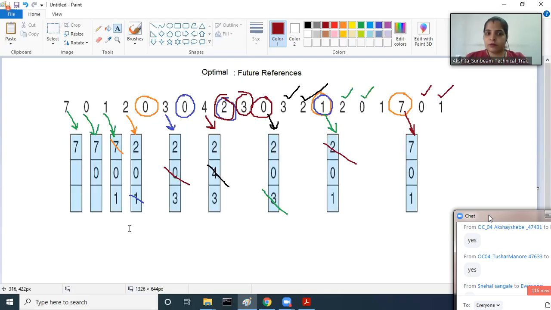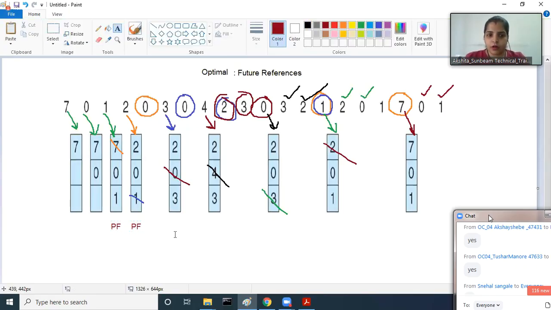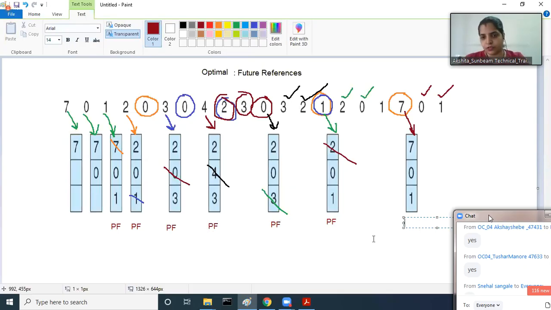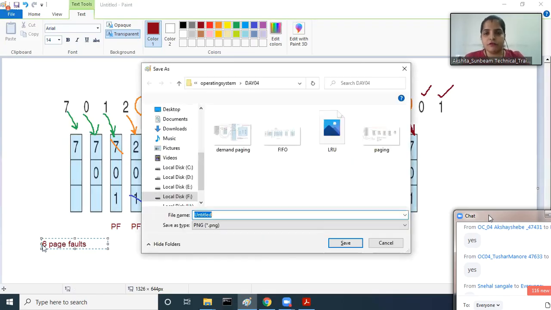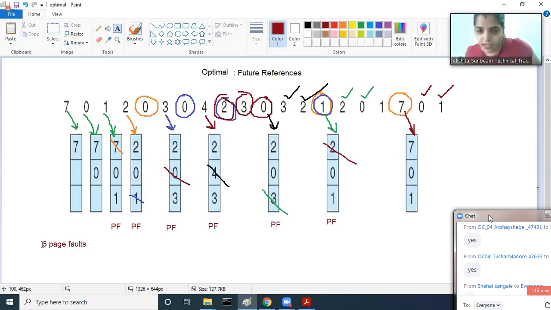So let us count the page faults. This was the first page fault. This is the second page fault. This is the third page fault. Next page fault. This is also a page fault. This is a page fault. And finally, there is no page fault over here. So 1, 2, 3, 4, 5, 6, 6 page faults. So the page which is not being used in the future reference string can be replaced in case of optimal.